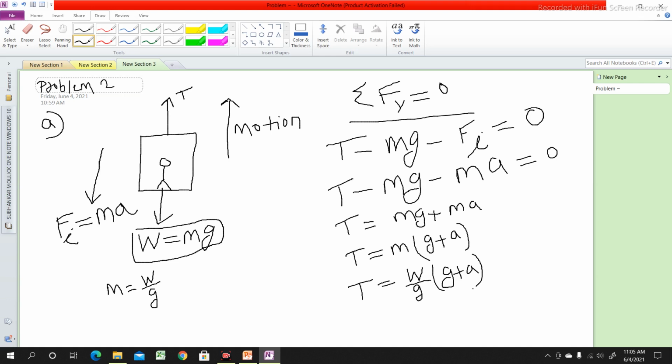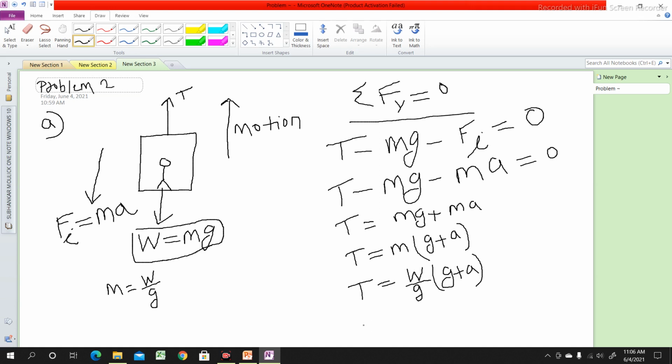What is a? a is the acceleration with which the lift is moving upward, and that a is given in the problem. It is 2.5 meter per second square. What is small g? Small g is acceleration due to gravity. Its value is 9.81 meter per second square. And what is W? W is the weight of the man, that is also given in the problem. It is 750 Newton. We will substitute all the values and we will get the value of tension T.